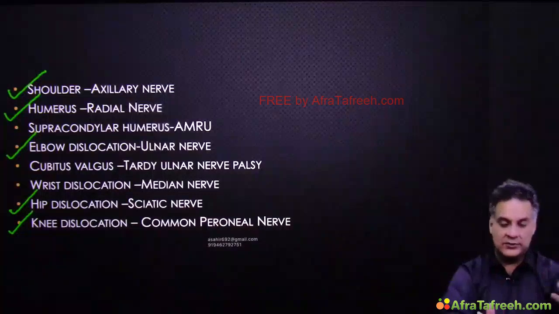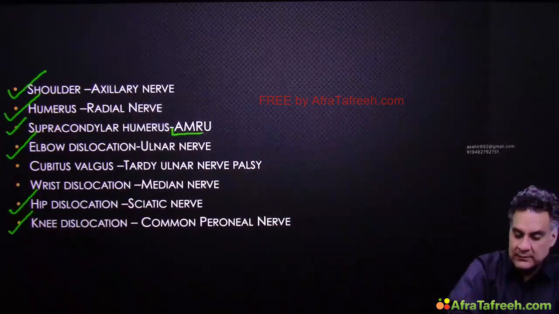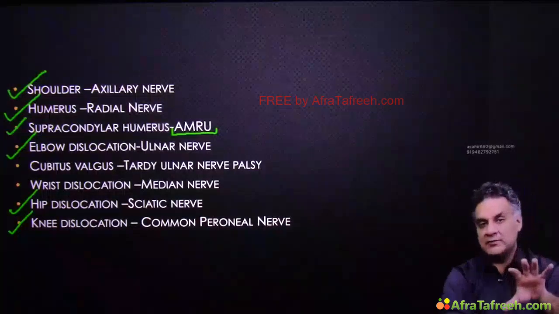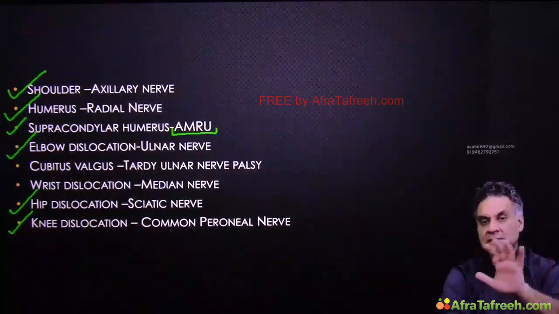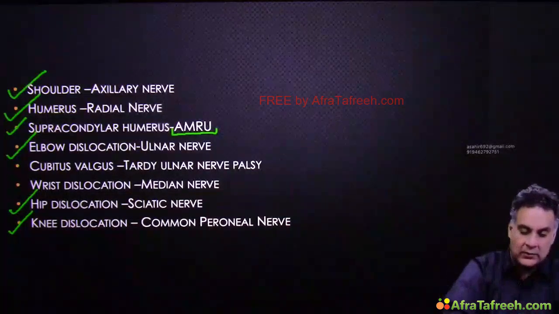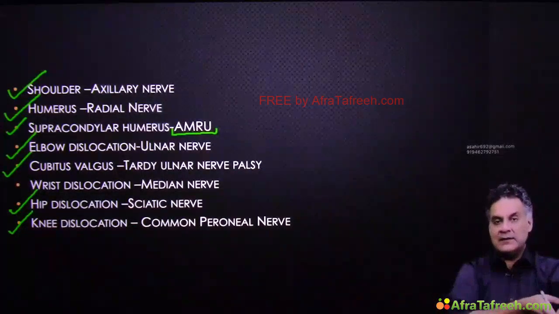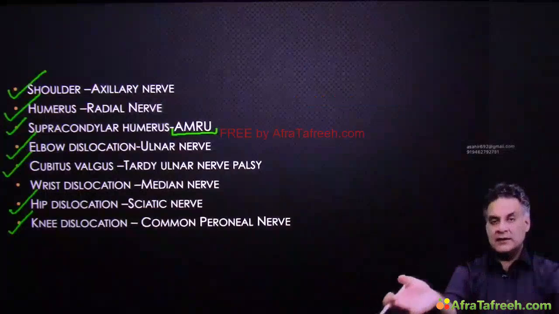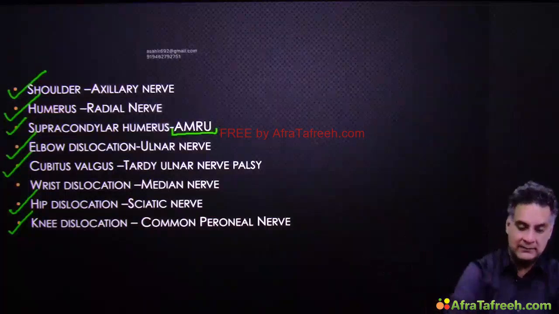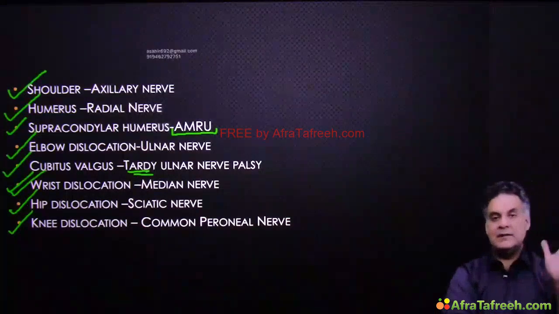Some other nerves that you should remember: supracondylar humerus fracture, which occurs in children; 4 nerves in this order: anterior interosseous, which is a branch of median nerve; radial, then ulnar. These are the order in which they occur. Or cubitus valgus. Valgus means distal parts away from the midline. There will be traction on the nerve behind the medial epicondyle, slow onset, also called tardy ulnar nerve palsy. Tardy means slow. Around the wrist, you have the median nerve.